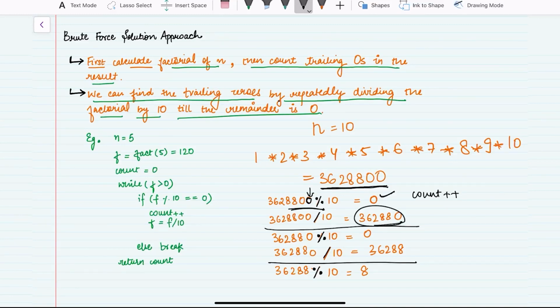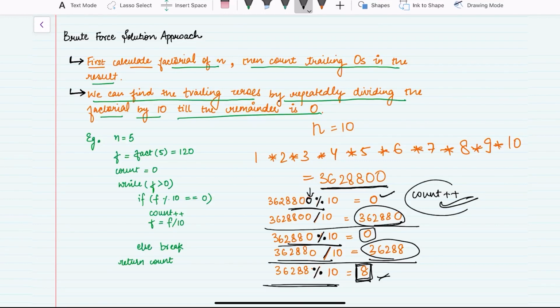Now in the next iteration, we will simply do the mod of it to get the last digit. We got it as 0. So again, we will increment the count. Next, we will divide it by 10. Again we find the mod of it and we get a non-zero number. That means here we have to stop because we have found all the trailing zeros. And since we have got a non-zero number, we do not care what is there at the left of it, right? So we will simply stop and return the count.